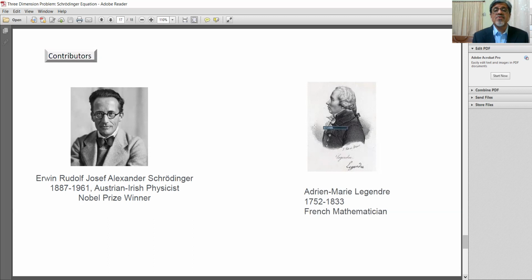And at the same time, we have to remember the French mathematician Adrien-Marie Legendre, born in 1752, very long back, and passed away in 1833. He was a French mathematician, and his contribution is well known in mathematics. We use in quantum mechanics the Legendre equation, or we try to obtain the Legendre equation and use it to solve our quantum mechanics problem.